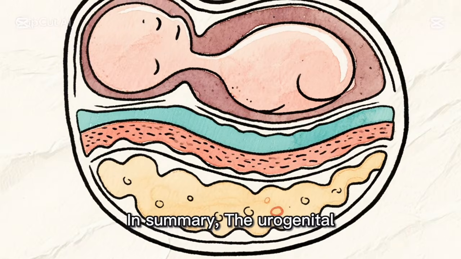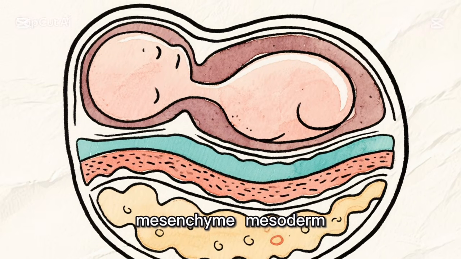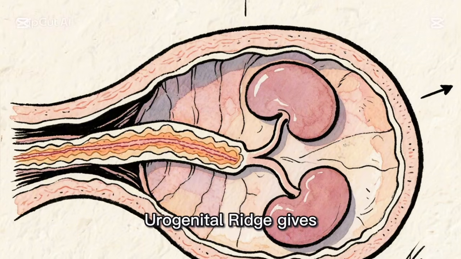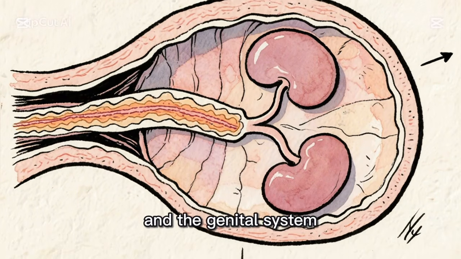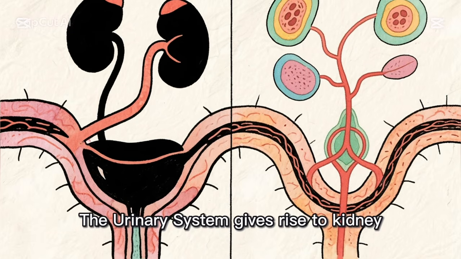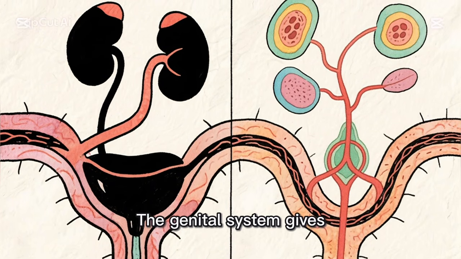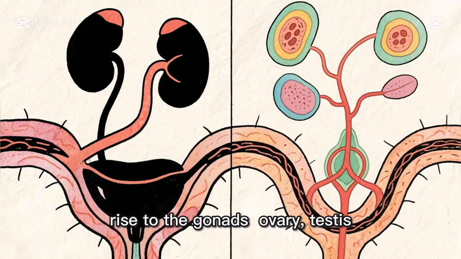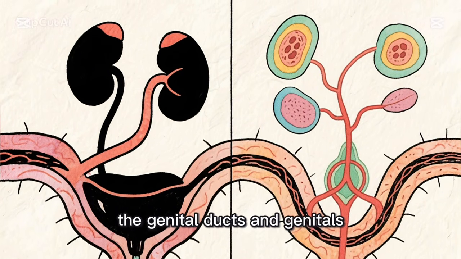In summary, the urogenital system develops from the intermediate mesenchyme, mesoderm. Urogenital ridge gives rise to the urinary system and the genital system. The urinary system gives rise to kidney, ureter, bladder and urethra, while the genital system gives rise to the gonads, ovary, testis, the genital ducts and genitals.